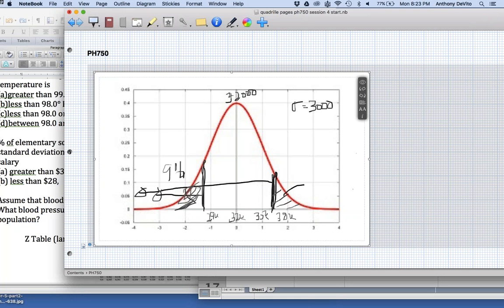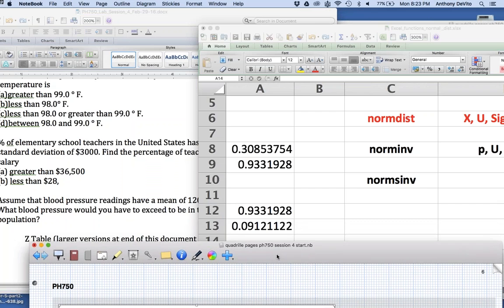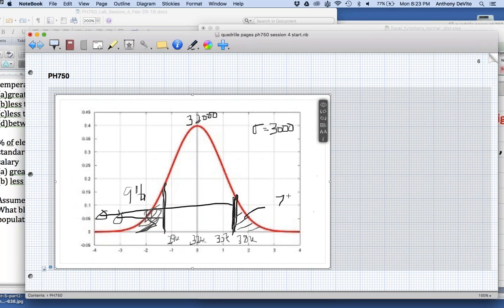This area up here was, what percentage was it again? Anybody remember? It was about 7%, I'm going to call it 7%, to make things easy on us. If the question had been, what percentage of teachers make between 28,000 and 36,500, it would be what's left in the middle here. In other words, 9 and 7 subtracted from 100, or 84%. Or 1 minus 0.09 minus 0.07 if we were talking about probabilities. So that's kind of the way we would do it.